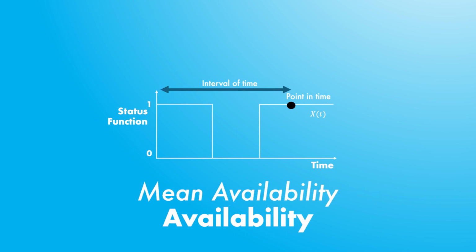Mean availability is different from instantaneous availability in the fact that we care about a time period instead of a time instant. In that time period, mean availability is the proportion of time that the system is available for use. To calculate it, we resort to the mean value of the instantaneous availability over the period from the beginning of life of the equipment until a specific time point.